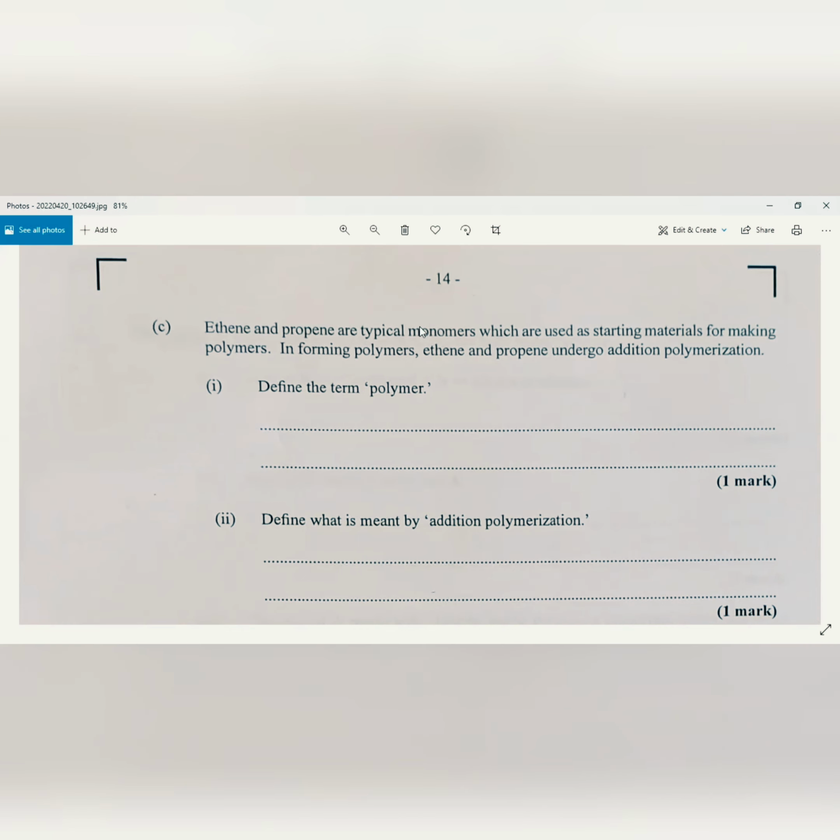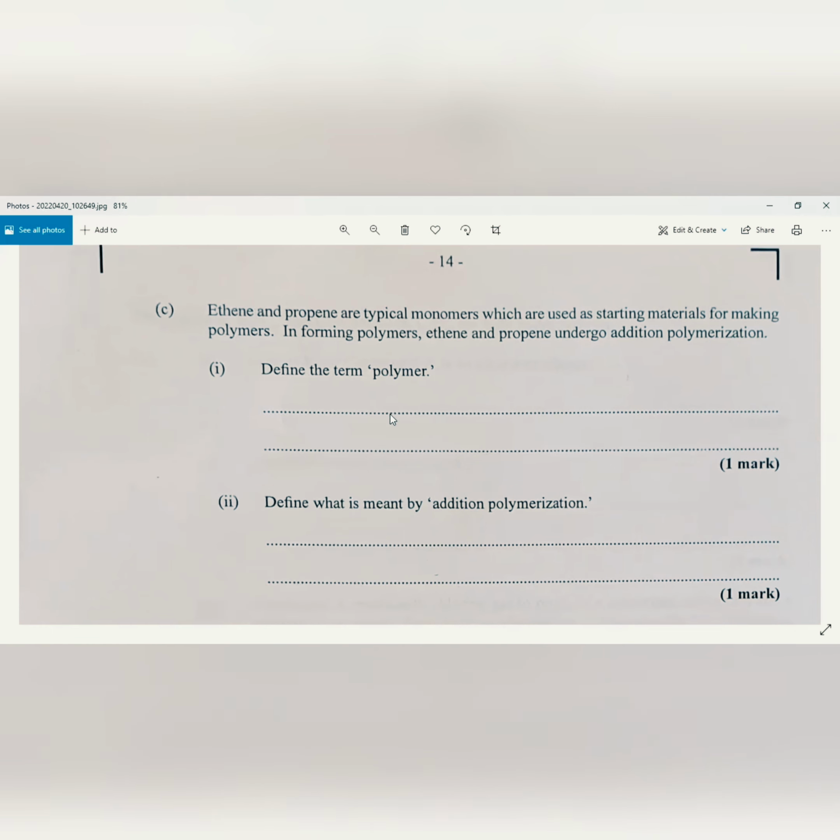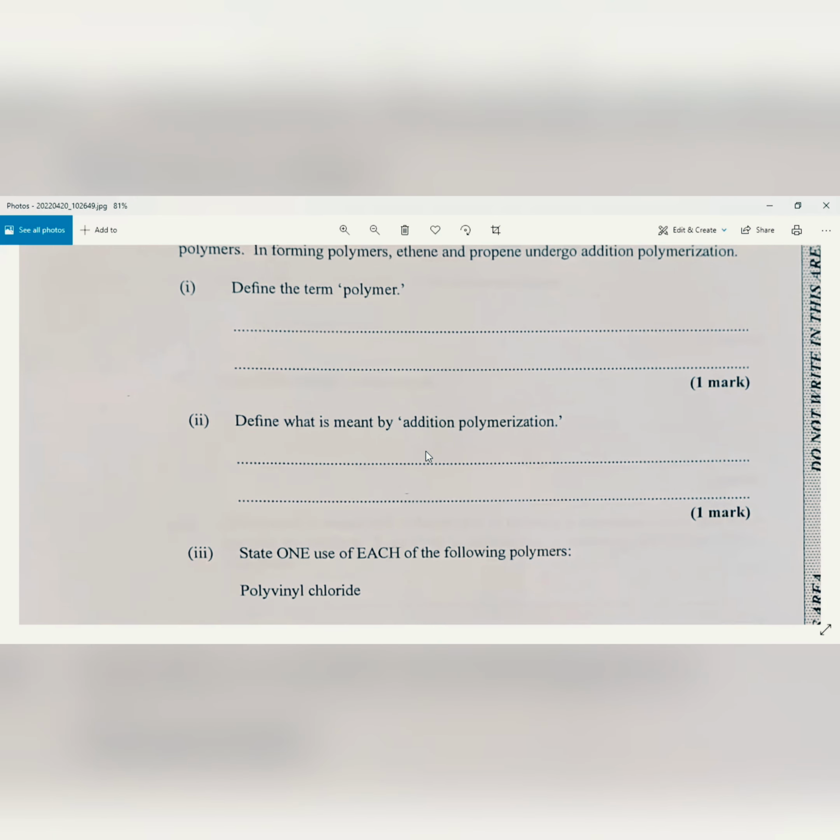And mono is one for sure. Mono means one. Okay, poly means many. So monomer means one unit and polymer means many units. So a polymer really is a molecule which is formed from a simple repeating unit called a monomer. Define what is meant by addition polymerization. Addition polymerization simply means that the monomer units are being joined continuously to make the polymer. Okay? That's all that's happening there.